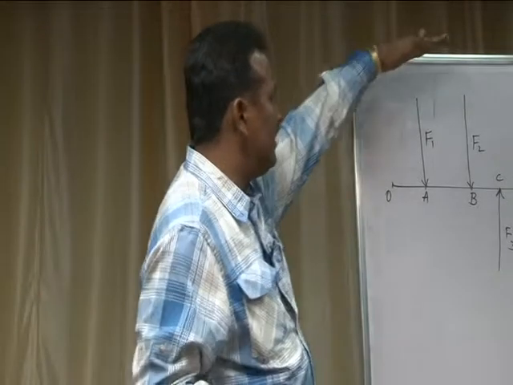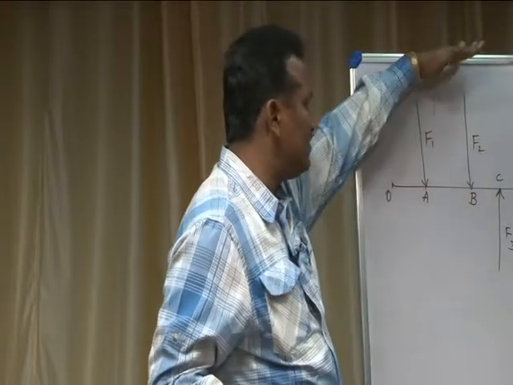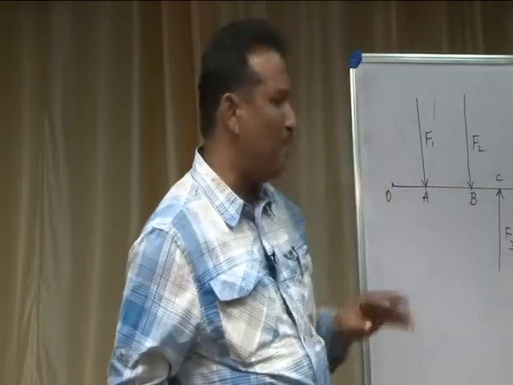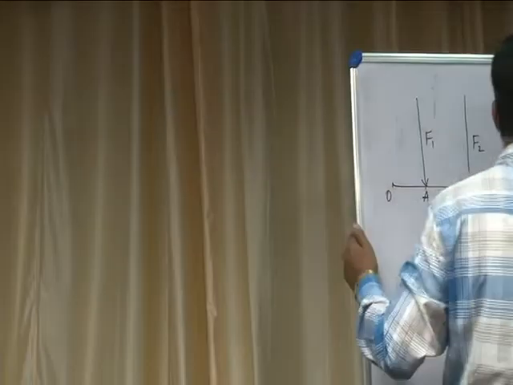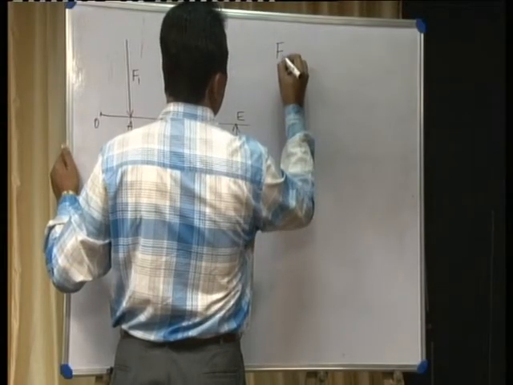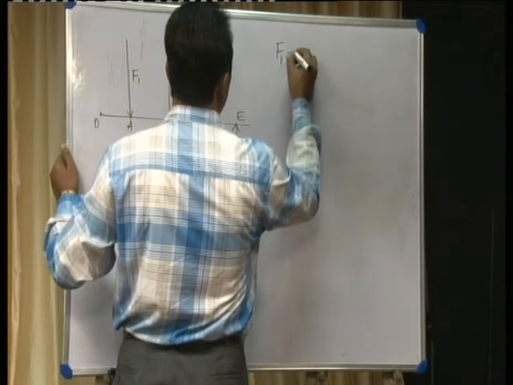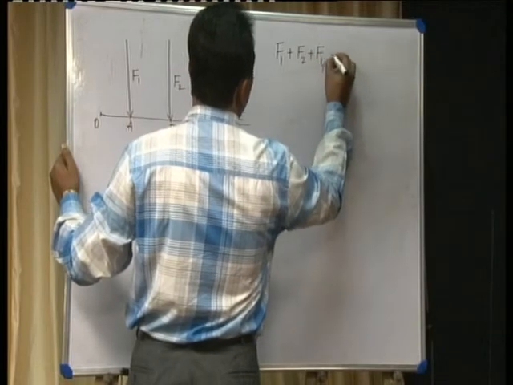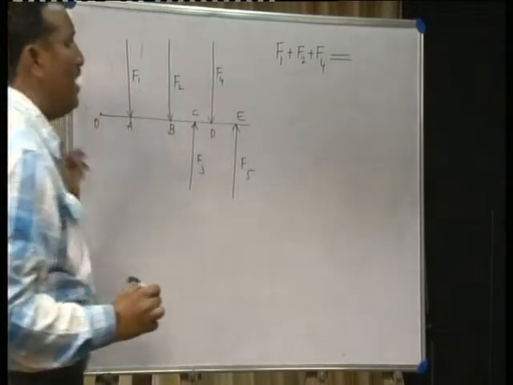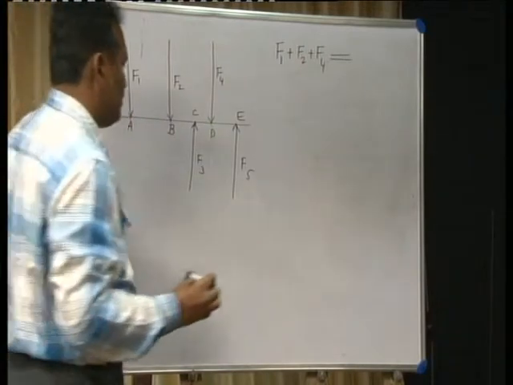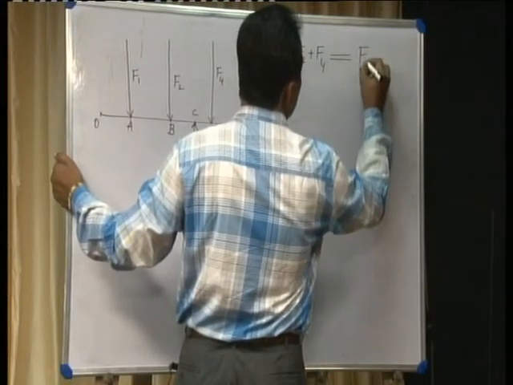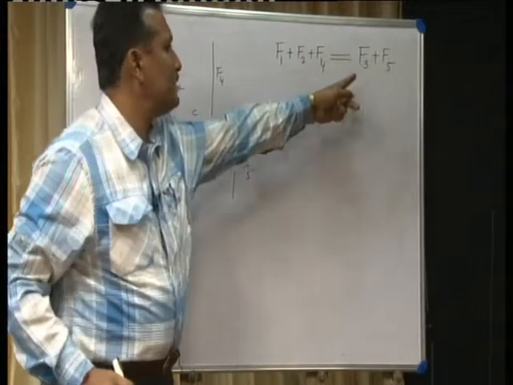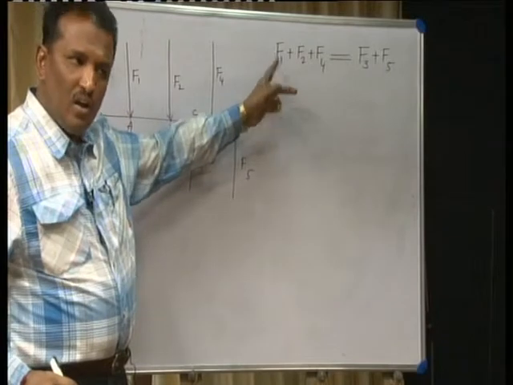Here F1, F2 and F4 are the forces acting in the downward direction, F3 and F5 act in the upward direction. According to this condition, you can write the sum of the downward forces, that is F1 plus F2 plus F4, must be equal to the sum of the upward forces. Which are the upward forces here? It is F3 plus F5. Sum of the upward forces must be equal to sum of the downward forces.